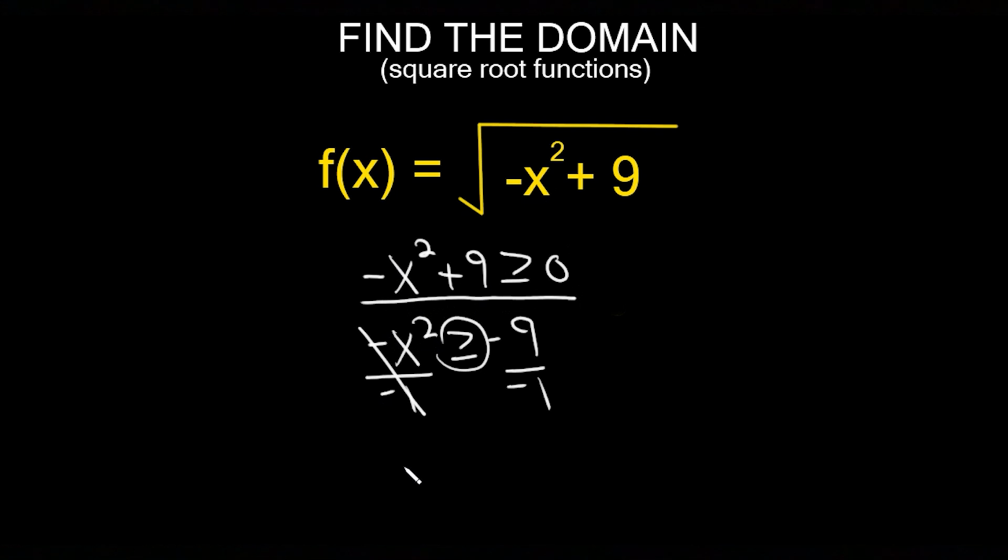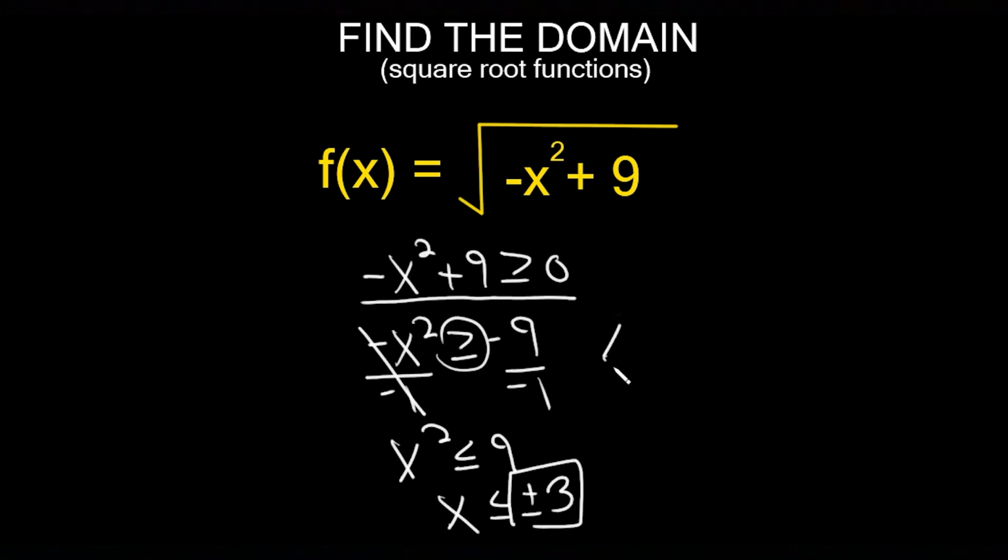I'll put x squared, we'll flip it, and then I get positive 9, and then I have to take the square root on both sides. I get x less than or equal to plus or minus 3. Okay, so this is what we're really after right here, this plus or minus 3. That tells me the region I'm going to be testing, all right? So on my number line, I'm going to put negative 3 and positive 3.